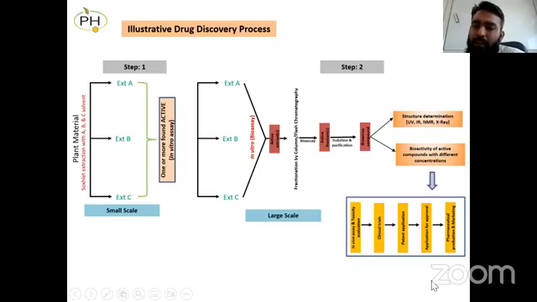You can sell your patent or whatever you want to do, but this is the illustrative drug discovery process, and in reality it seems very easy, but it takes a lot of time and also expertise. It takes nearly 8 to 10 years.